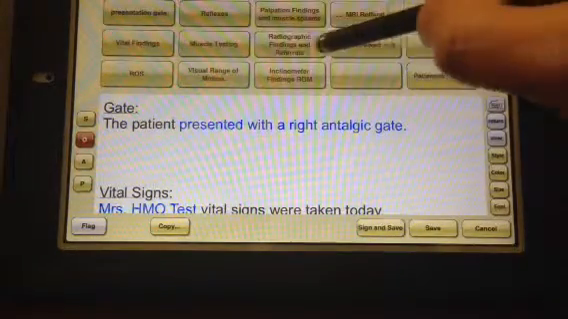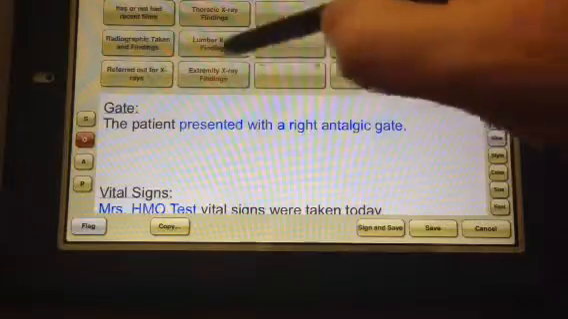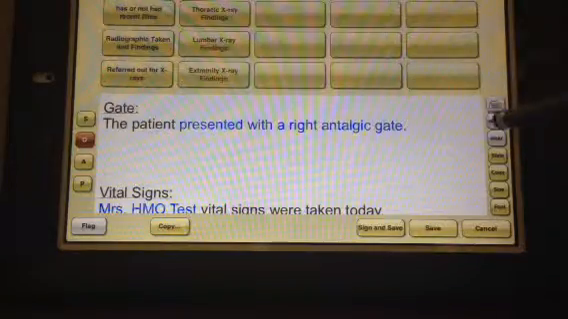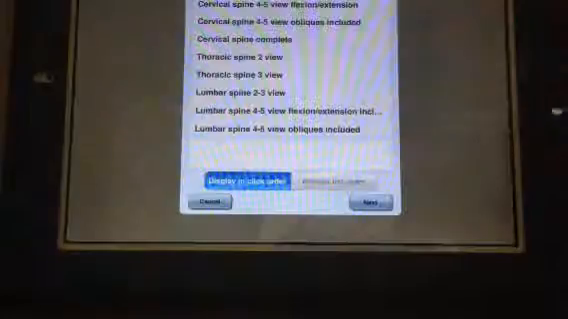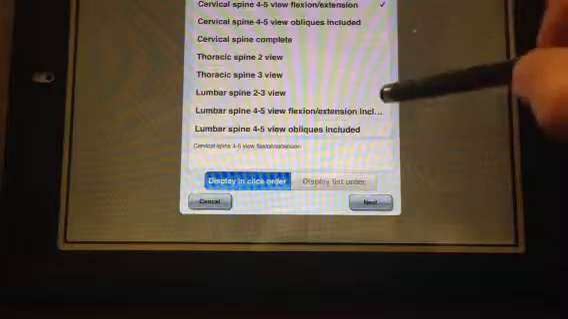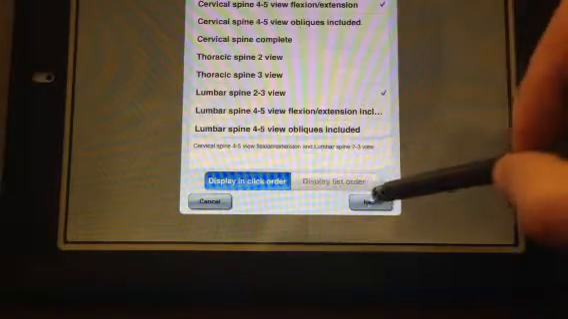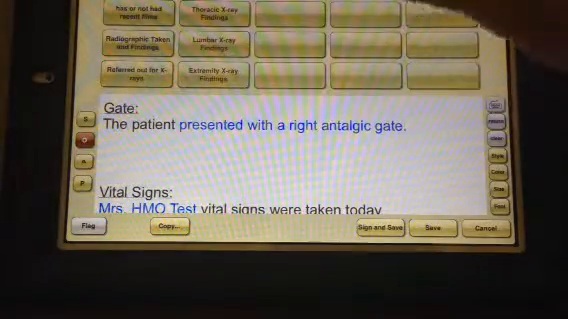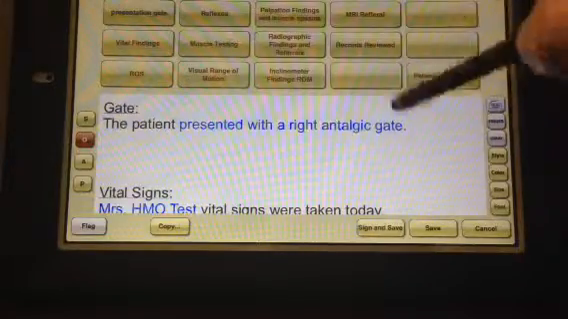This person's on a plan that I do not take x-rays on, so he has not had recent x-rays, and we're going to say that he will be sent out for x-rays, 4 view of the neck, and 2 to 3 view of the low back. And from there we are done here.